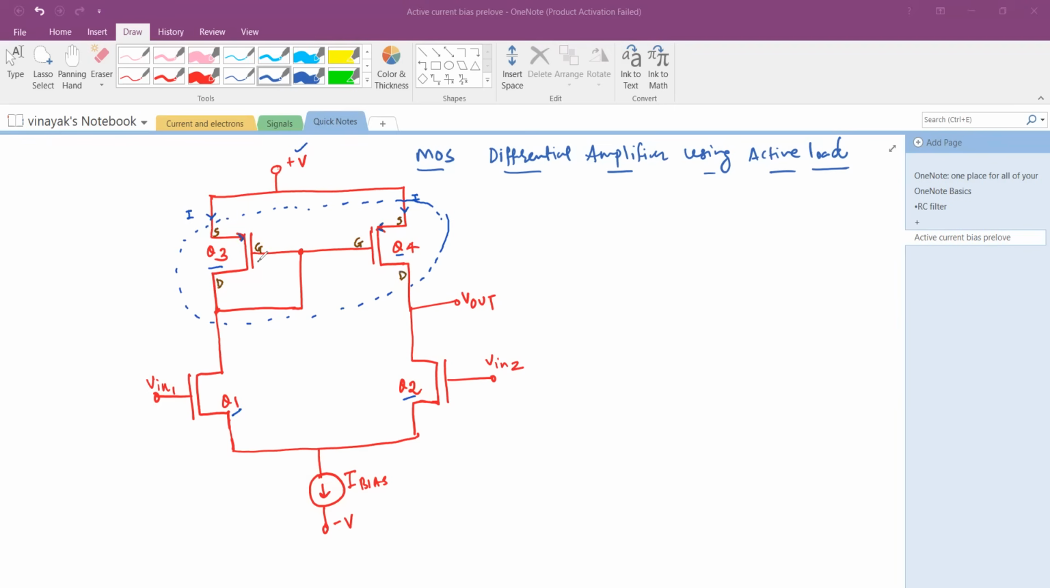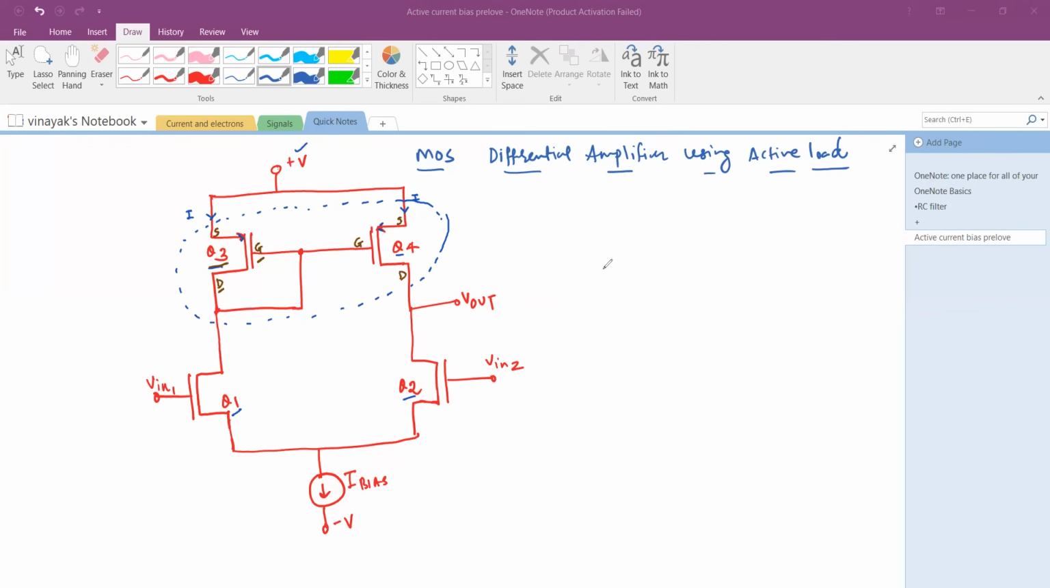Now the gate pin of the transistor Q3 is shorted with the drain pin of Q3. That makes it a diode connected transistor. We call it that way. It's not exactly a PN junction diode, but we have the convention of saying that. In case of BJT, if we implement this current mirror using BJT, which we have done in our previous modules, then we call it a diode connected transistor, where the base is shorted to the collector pin of the transistor.